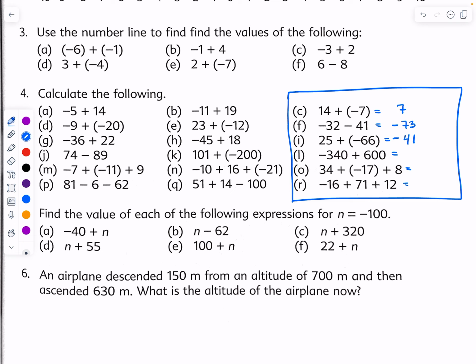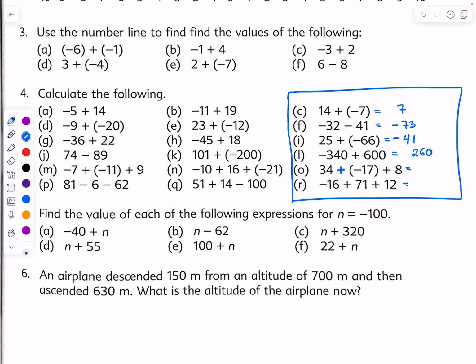L, minus 340 plus 600. Signs are different. Step 1, use subtraction. The difference is 260. 600 minus 340 is 260. And it is positive because we are using the sign of 600. 600 is positive.